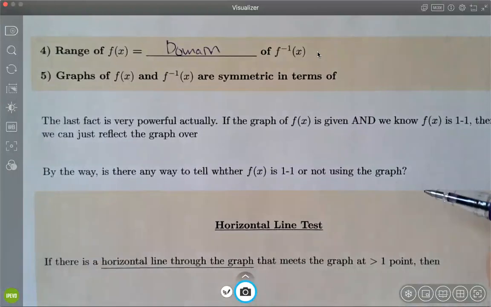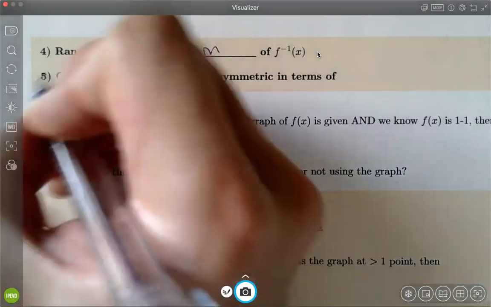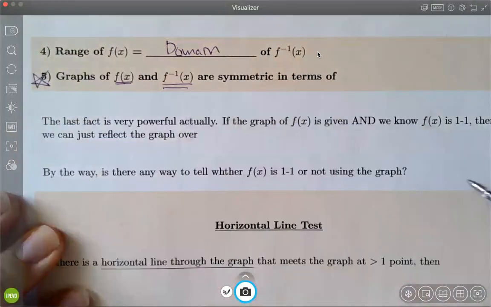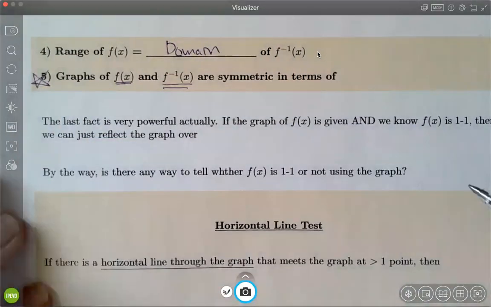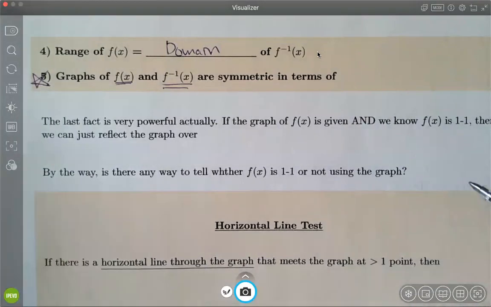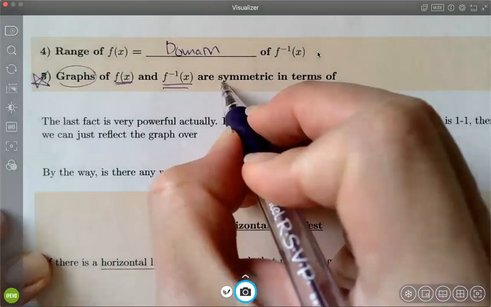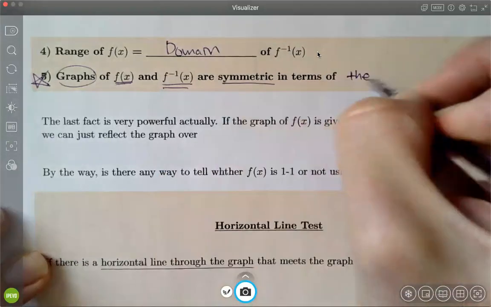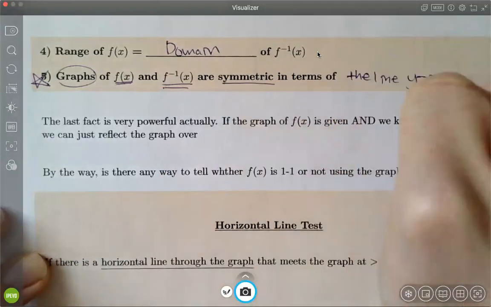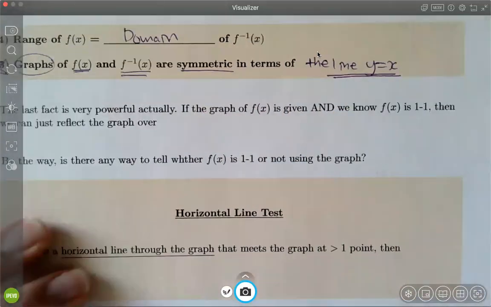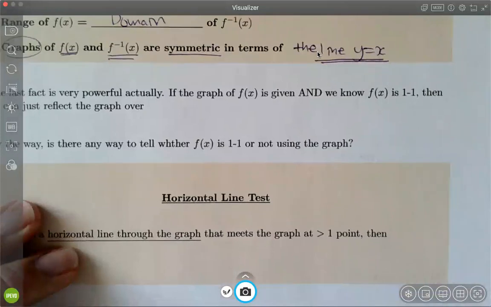Okay, and now fact number 5, the last one. When you graph f of x and its inverse at the same time on the same xy plane, they will be symmetric in terms of the line y equals x. In terms of the line y equals x.